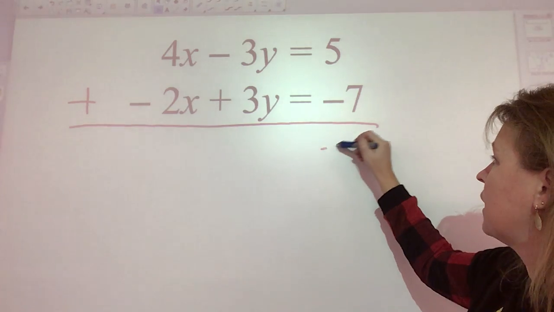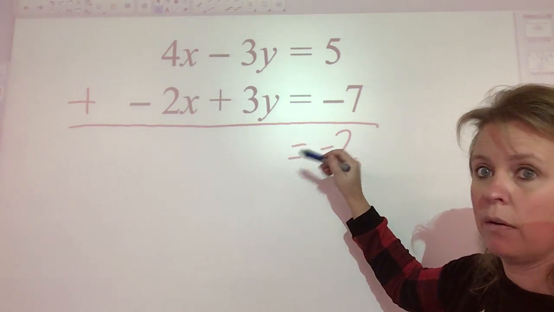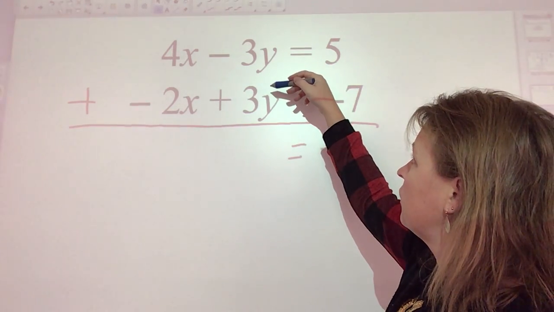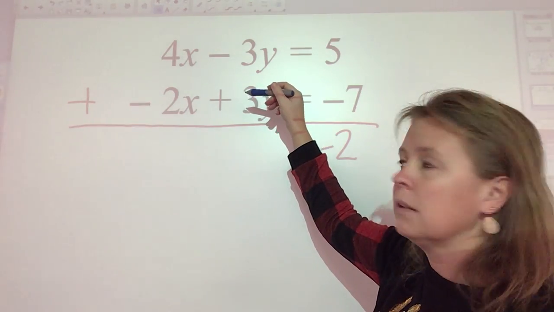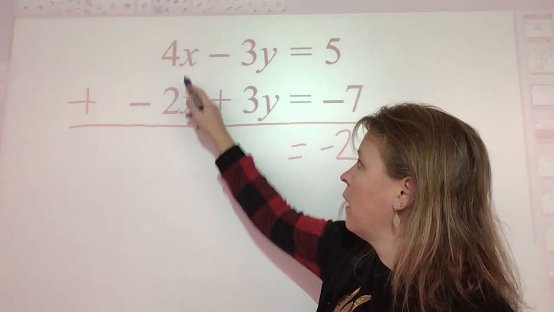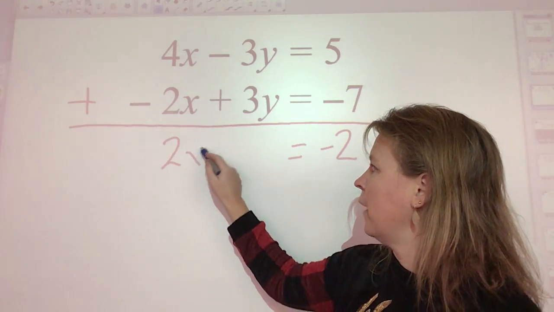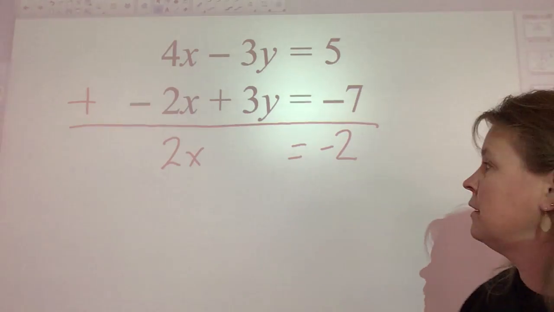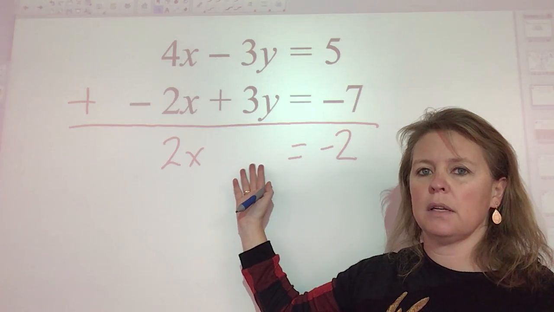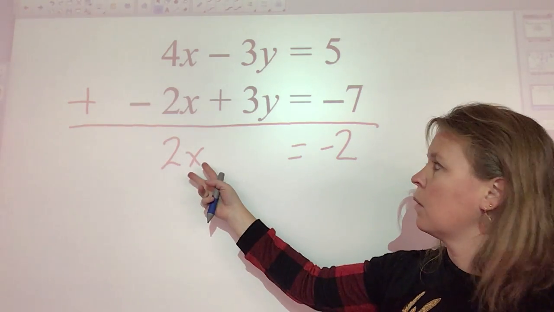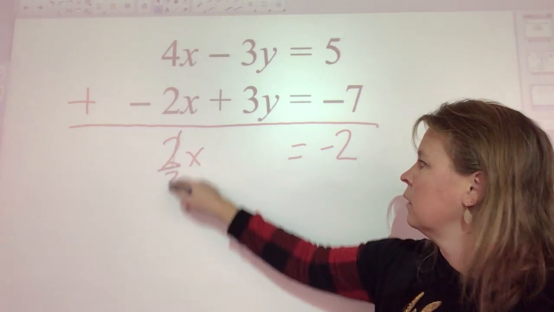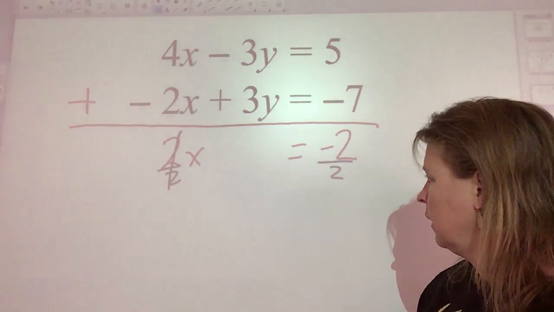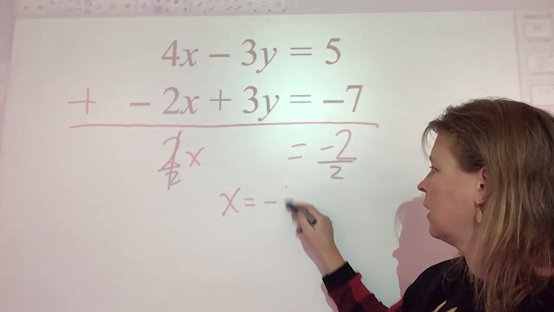5 plus negative 7 is negative 2. Let's see if I can add right this time. Negative 3 plus 3. Eliminated. It's gone. 4x minus 2x is 2x. You did something wrong if you still have a y sitting here. Or in the other one if you still had an x. It should just be a one-step solving problem once you get to here. x equals negative 1.